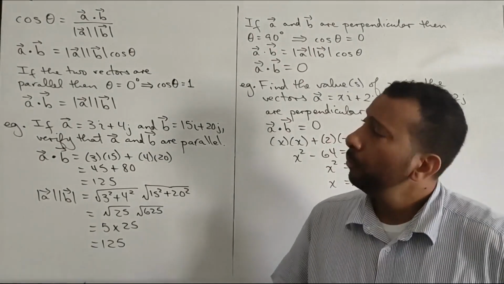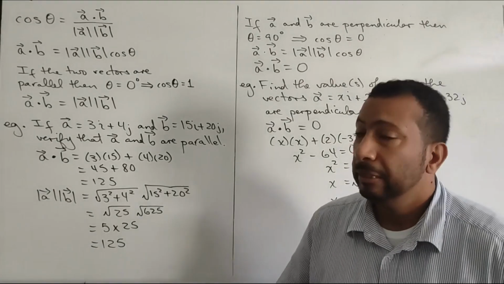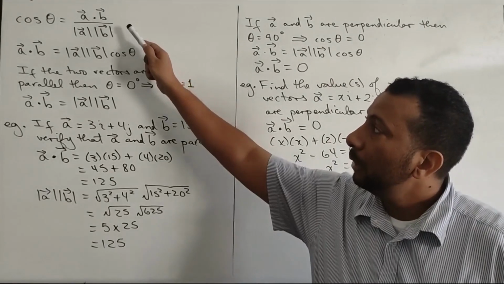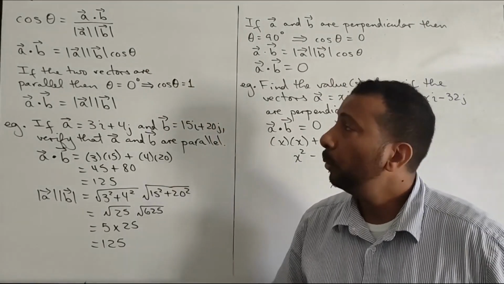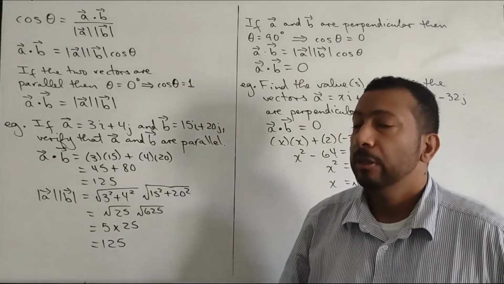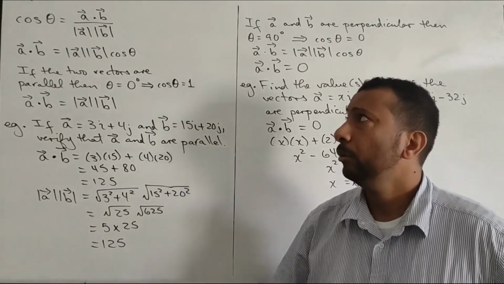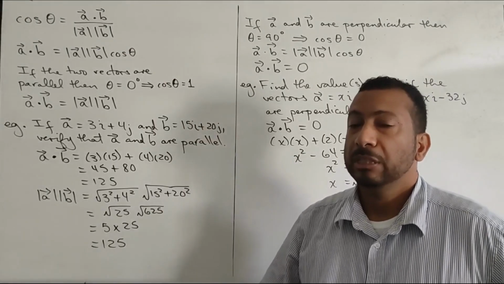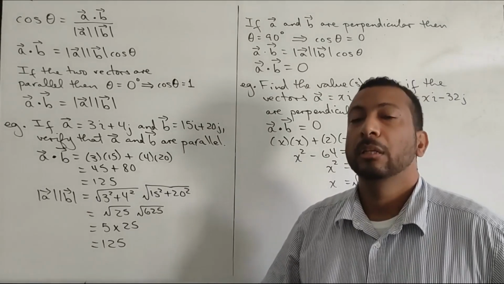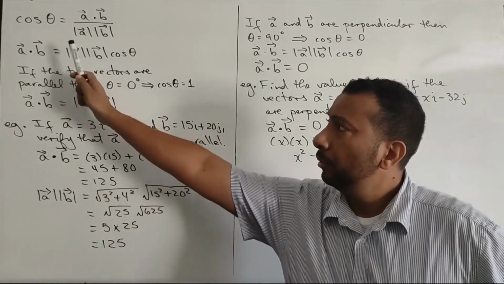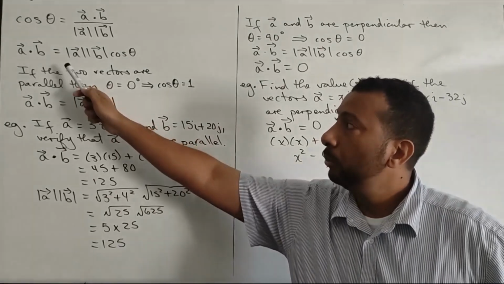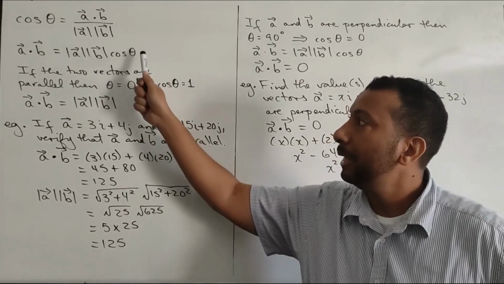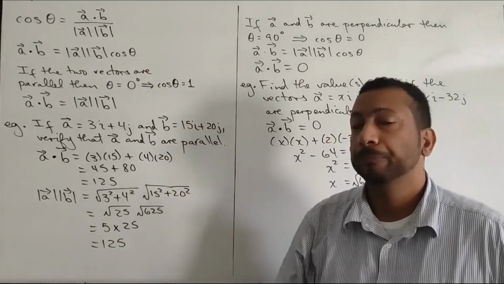Let's begin by reviewing our formula to calculate the angle between two vectors. We know that the cosine of the angle between the two vectors is equal to the dot product of the two vectors divided by the product of the magnitudes of the two vectors. If we rearrange that to make the dot product the subject, then we would have the dot product of the two vectors is equal to the product of the two magnitudes of the vectors times the cosine of the angle in between them.